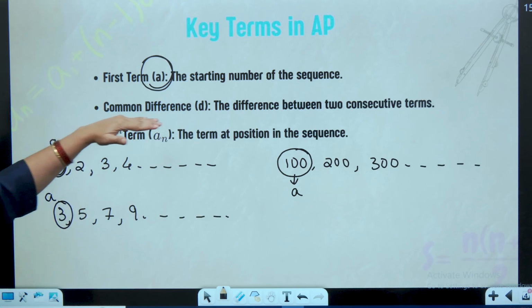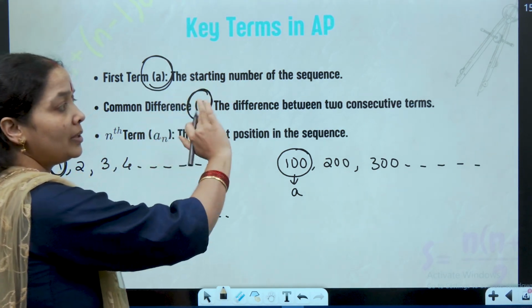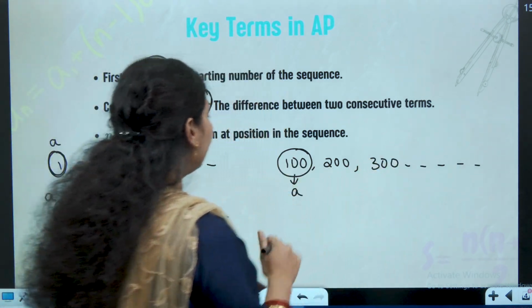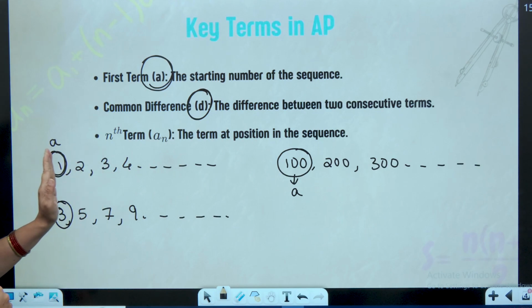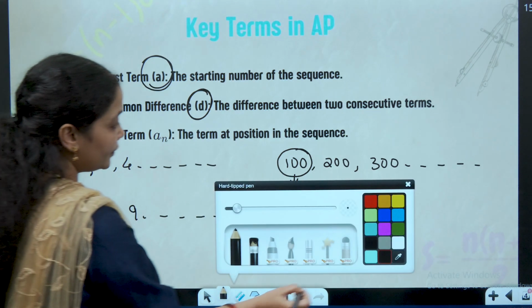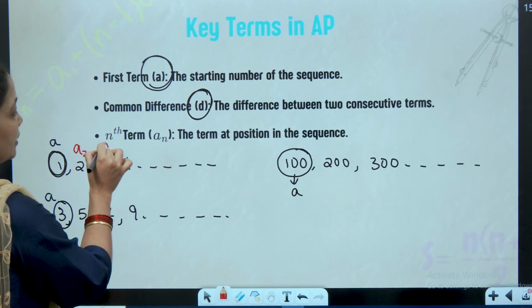Second thing is common difference. Common difference is represented by D. It is normally the difference between two consecutive terms. I have my first term. For example, if this is the given sequence to me, A will be my first term and 1 is the first term present here. 2 will be my second term. I will write the second term here as A2. I'll write the third term as A3.